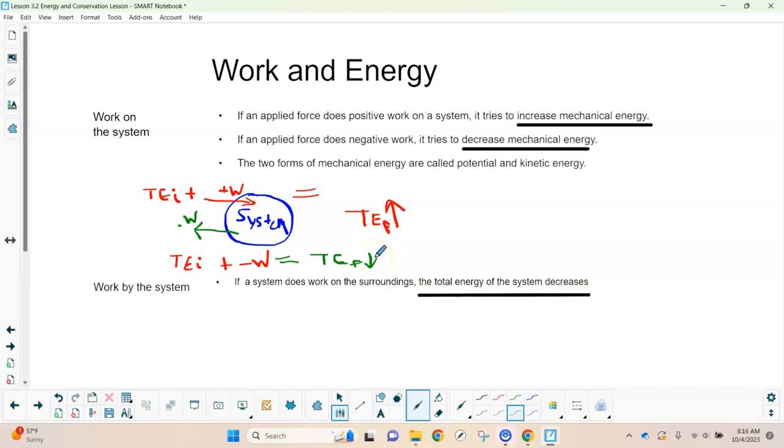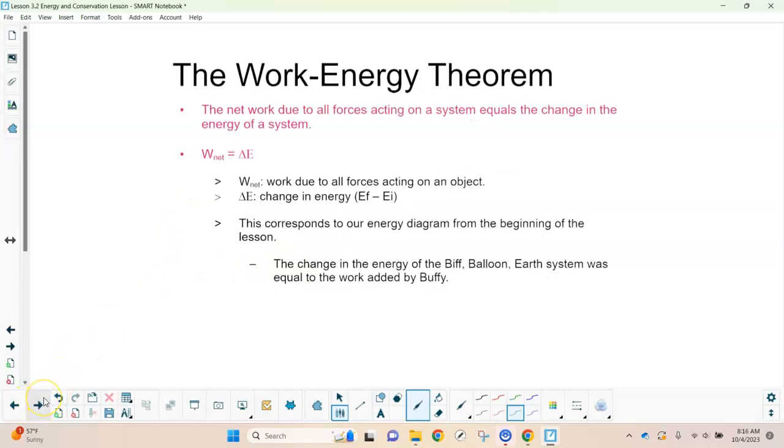And total energy, mechanical energy, pretty much the same thing. Total energy, we just incorporate all the energy that's there. If work is being done by the system on the surroundings, then again, the total energy decreases. So it's like the energy is going out of the system. We use these flow diagrams, like we did with that roller coaster example, to show how the energy is flowing. If energy is coming in, it's going to make it go up. If energy is going out, it's going to make it go down. All right.